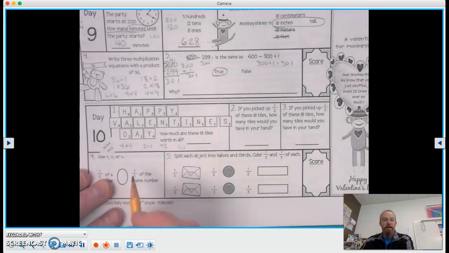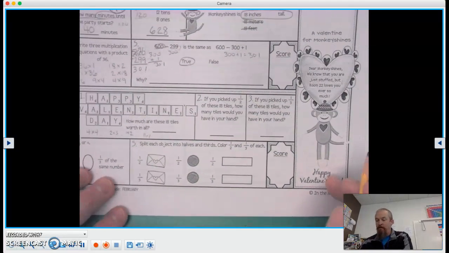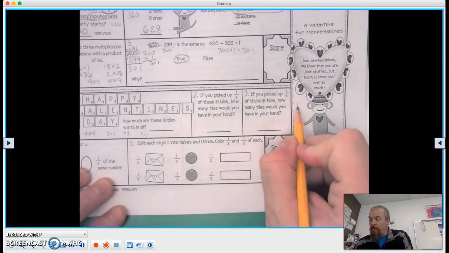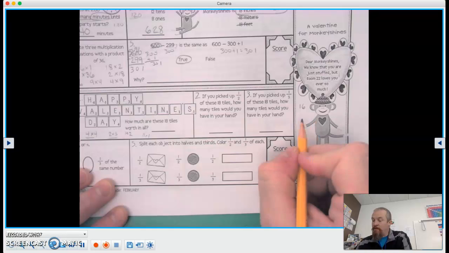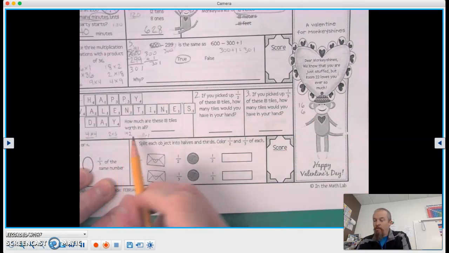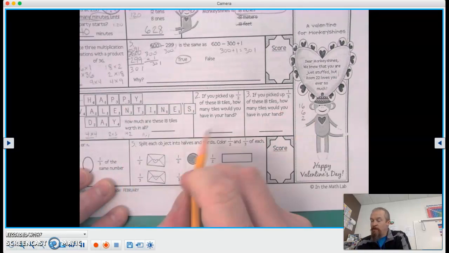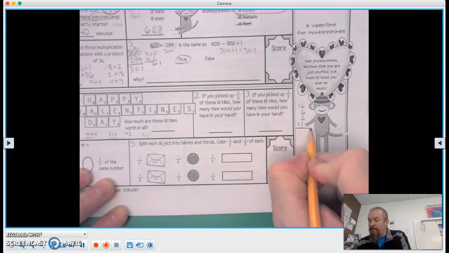Okay, so 4 times 4 equals, and I'll go over here by monkey shines. 4 times 4 is 16. 2 times 3 is 6. 1 times 2 is 2. And 11 times 1 is 11.